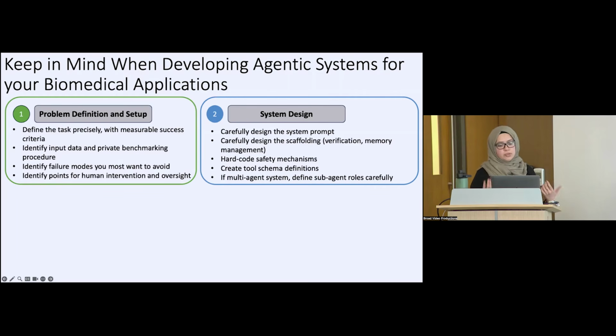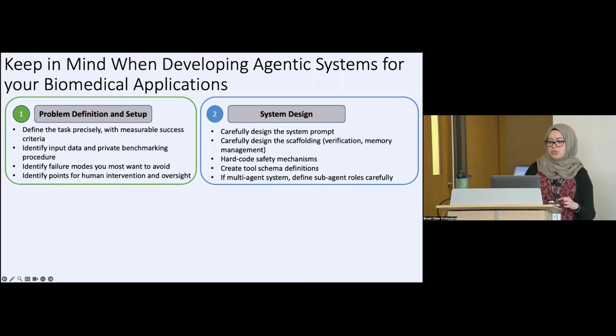And then when it comes to the system design step, you want to carefully design the system prompt in order to define the problem and also define what are your desired outcomes and potentially output modalities, whether that's figures, tables, or text, and any rules that you want the agent to follow, for example, in terms of reasoning or verification, and potentially providing few-shot examples of the behavior that you want.